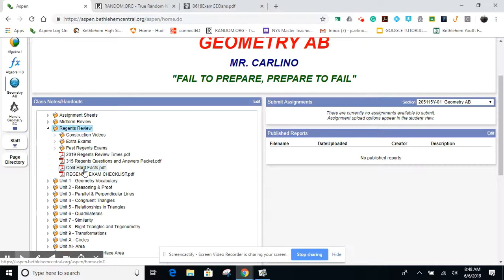All good. All right. If you need extra practice, I put a document on there. That's not a typo. That's 315 Regents review questions and answers. Okay. Basically every single Regents question that's been asked, jumbled up, shuffled up. All right. That's what that document is. Everyone all good? All right. Let's go to the folders now.